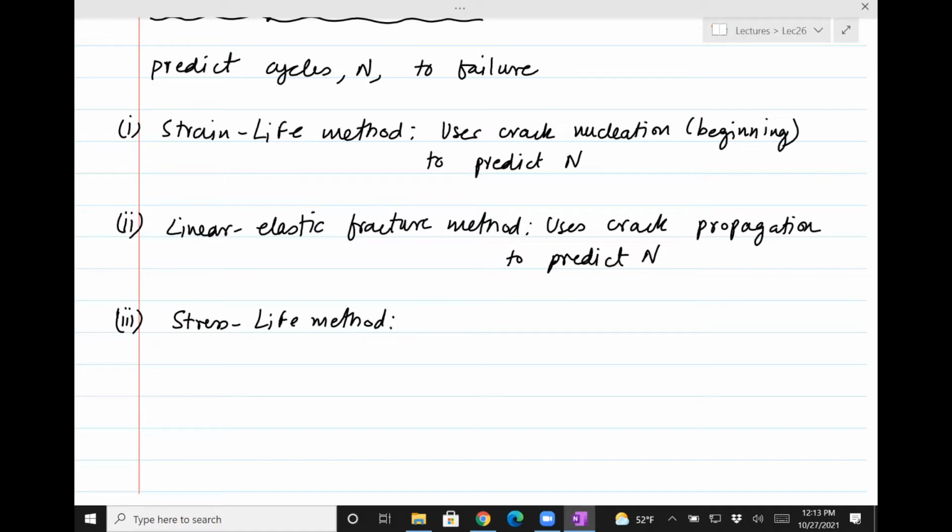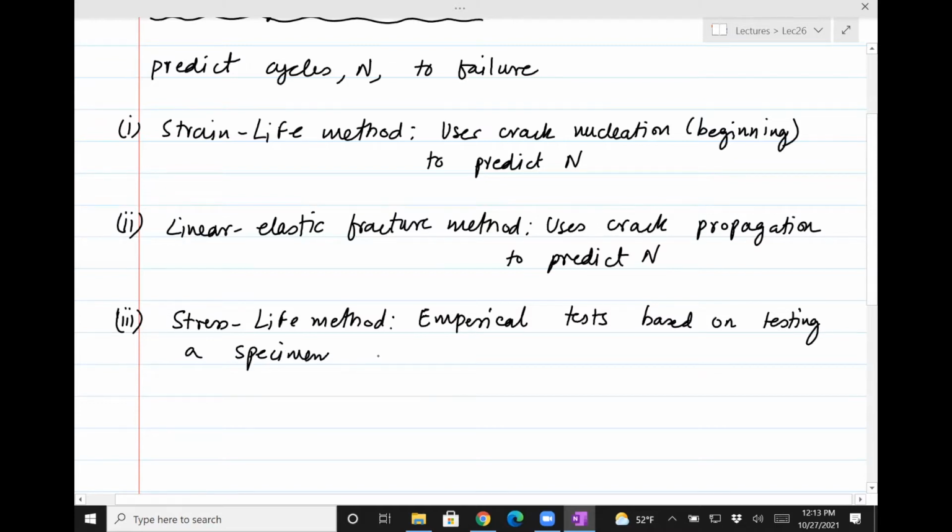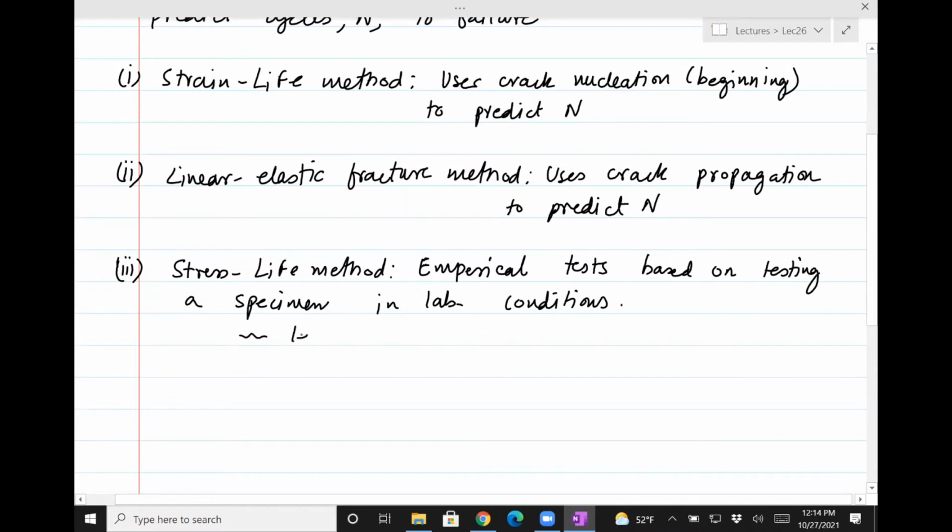Just like we had the stress strain plot for ductile or brittle material in order to predict failure. So this is an empirical test which just takes experimental data to figure out when failure would occur, or what is the N for a particular material. So these are empirical tests based on testing a specimen in lab conditions. Okay, now this one is the least accurate.